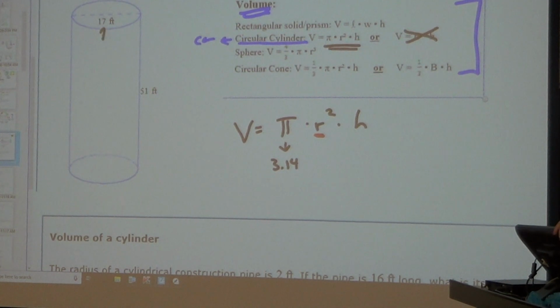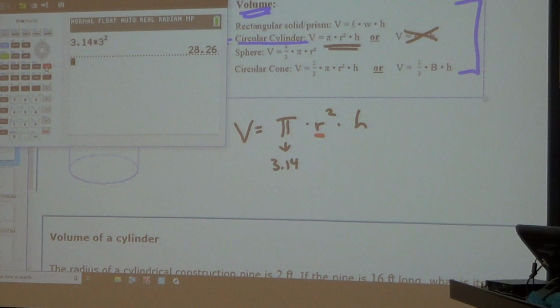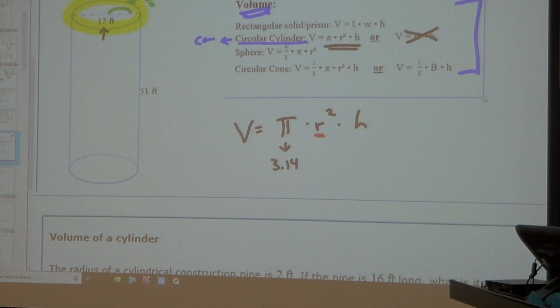First of all, what is 17? 17 is going to be our diameter. So our radius is going to be 17 cut in half. So if I go to my calculator and I do 17 cut in half, 8.5 is going to be my radius. And the formula says I need to square it. What is my height going to be? 51. And I literally plug that into my calculator. Cool?